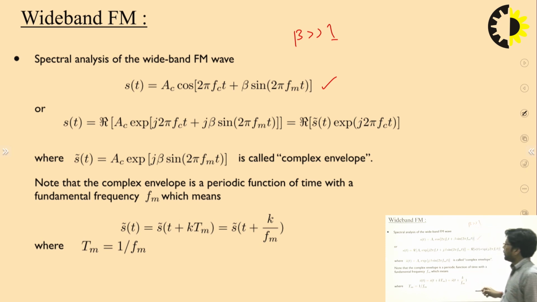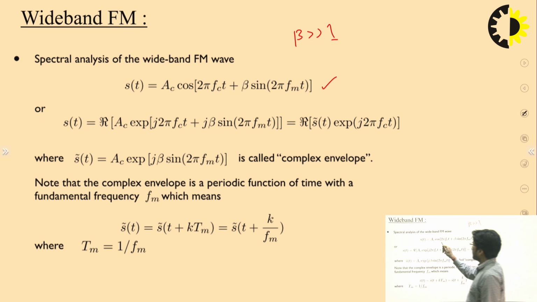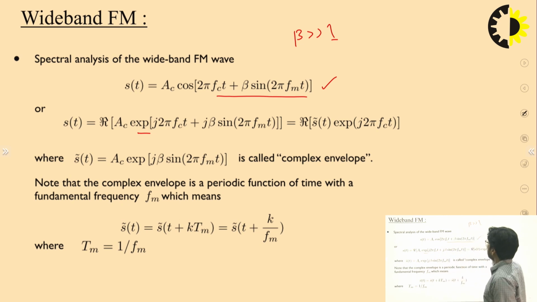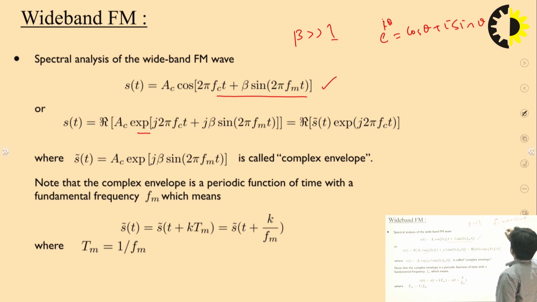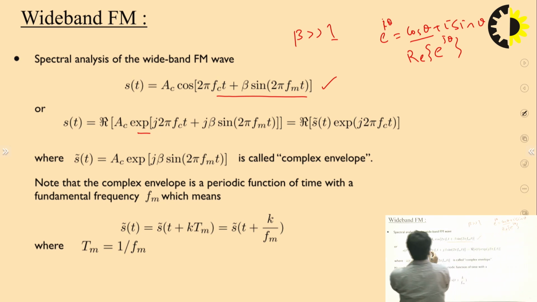So what are we doing here? We can write these terms by using Euler's theorem: the real part of the exponential term of this angle, right? Euler's theorem says e to the power j theta is equal to cos theta plus j sin theta. So this is a real part, so you can write the real part of e to the power j theta. Similarly, we can write this equation as the real part of Ac exponential of this angle, j 2 pi fc t plus j beta sin 2 pi fm t.